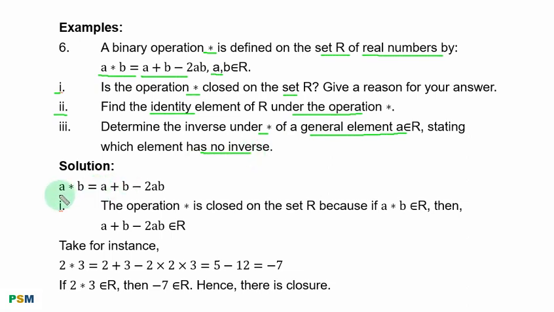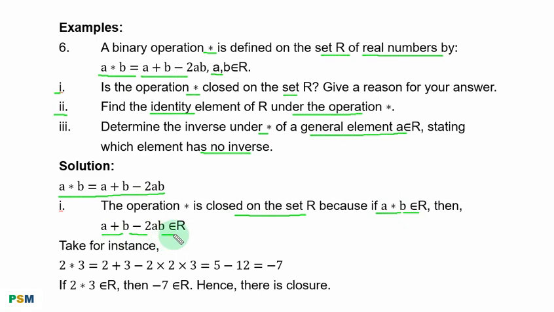Solution. This is the given operation. The operation * is closed on the set ℝ because a * b is a member of ℝ. Then a + b − 2ab is also a member of ℝ.